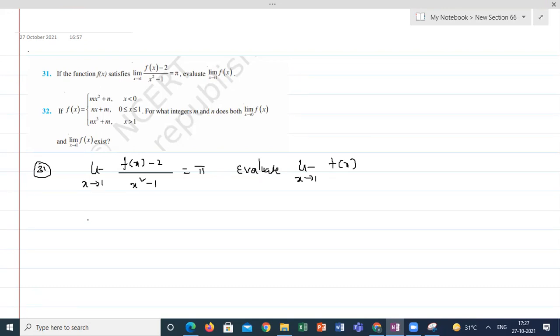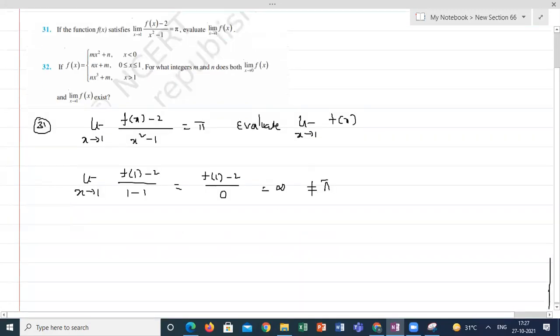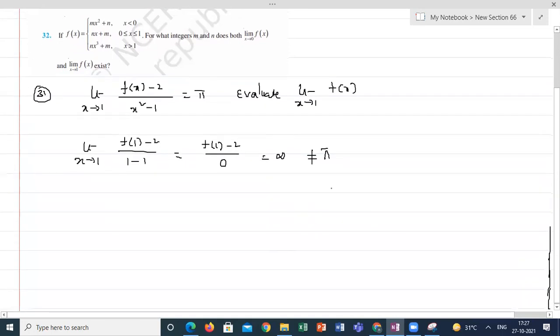If I am applying the limit straight away, what will I get? Limit x tends to 1, f of 1 minus 2 by 1 minus 1, which will give f of 1 minus 2 by 0, which is infinity. That is not equal to pi. So what I have to conclude here is that if I am straight away applying, it's not coming.